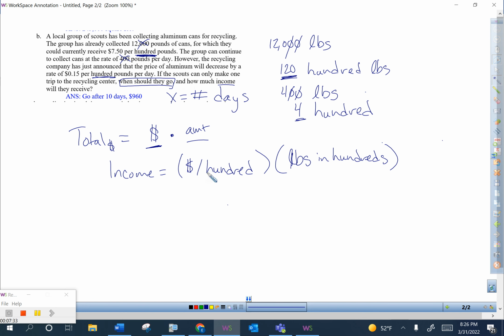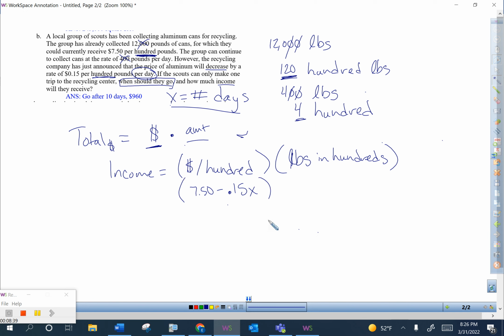So we're going to just focus on the rate. Looking at our numbers here, it said currently our money was $7.50. So that was currently. This is what's happening already. No time has passed. This is our starting point. Then the second part, it says the price of aluminum is going to decrease by a rate of 0.15 per 100 pounds per day. So this per day is what's super important to focus on here, because remember we decided X was our number of days. So this is the part that has to have X on it. So our starting point was 7.50. And we're decreasing, so that means minus, and it's 0.15 per day or per X.